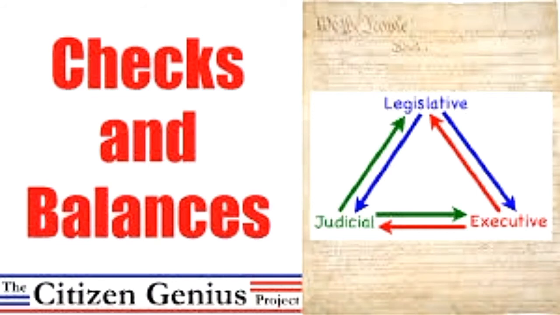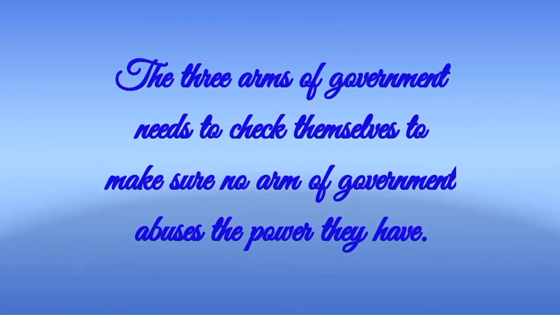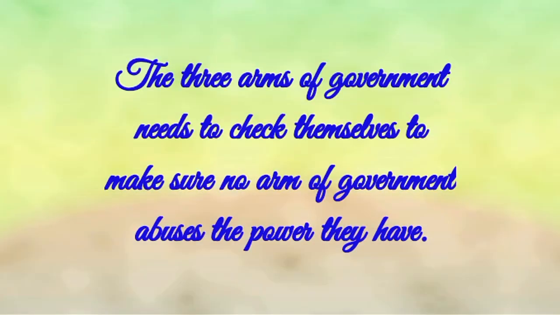Okay, let's look at checks and balances before we go. Now, the three arms of government need to check and balance themselves, and this enables the arms of government to ensure that no one becomes too powerful or abuses the power vested in them. Now, each arm of government is checked by the other two in different ways.